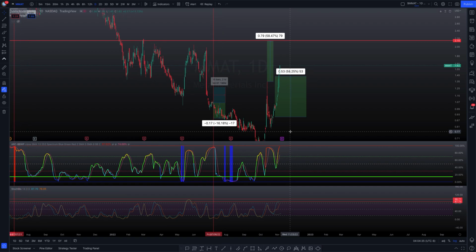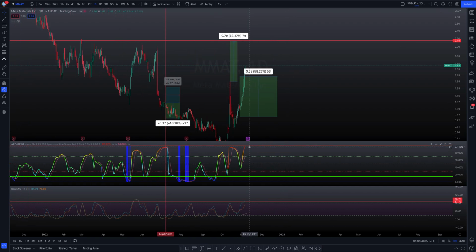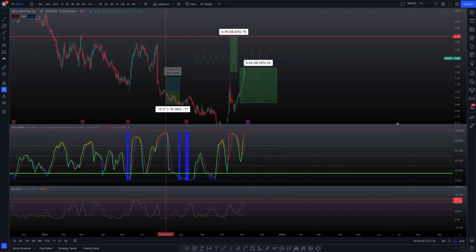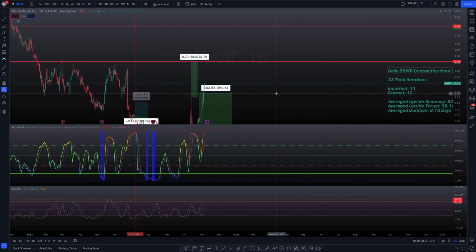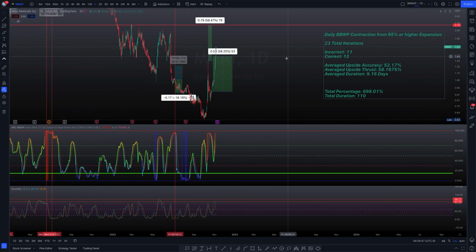Now, as you can see, we are again reaching critical levels on the BBWP, and we have already backtested the negative iterations, you guys. So let me go ahead and pull up the red.